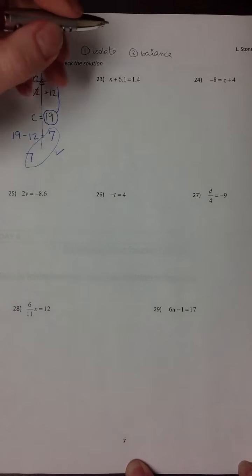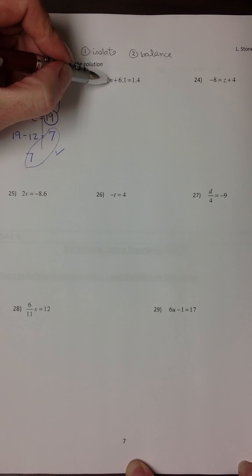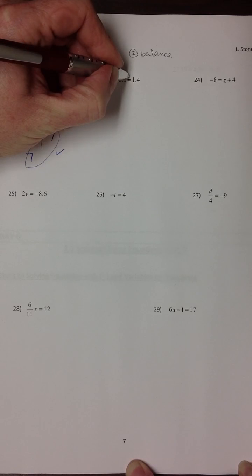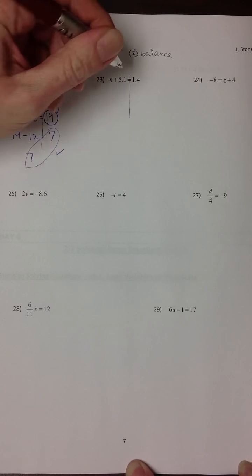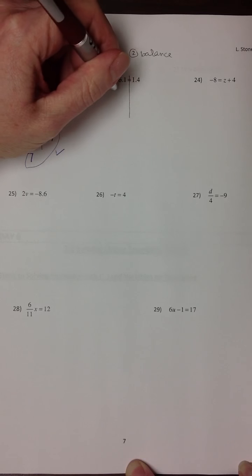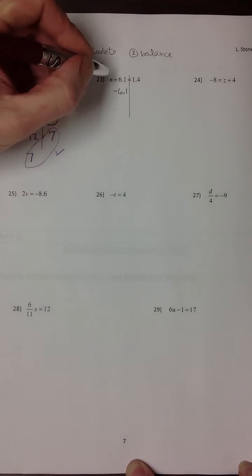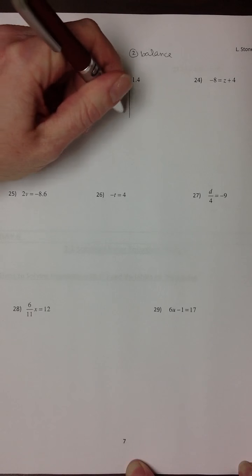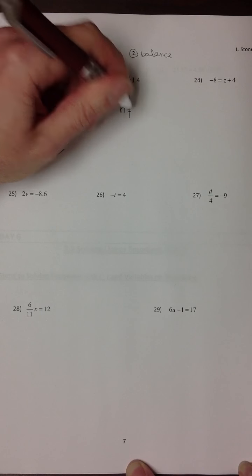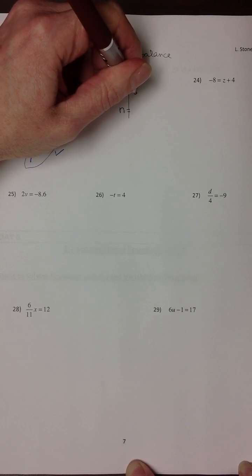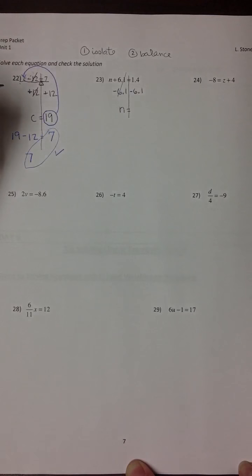Let's try another one. In this one, we have n plus 6 1/10 equals 1 4/10. So again, I'm going to start with subtracting 6.1 from the left in order to get those to cancel out and leave my variable alone. But if I subtract 6.1 on this side, I need to subtract 6.1 on that side as well.